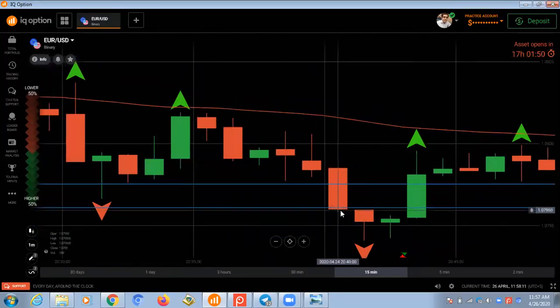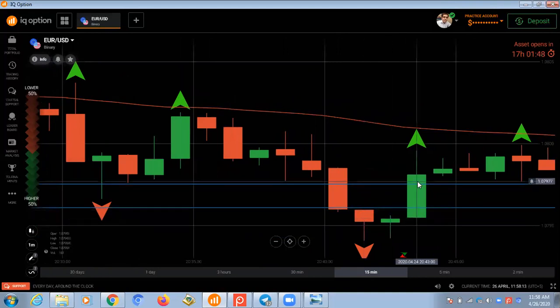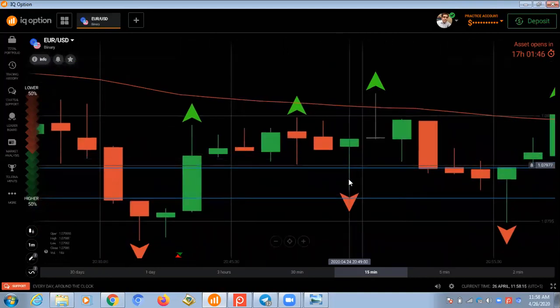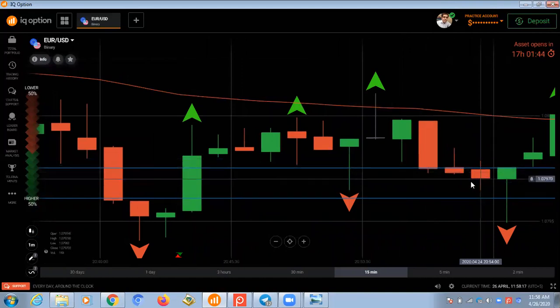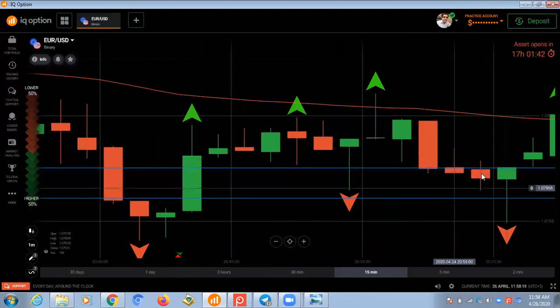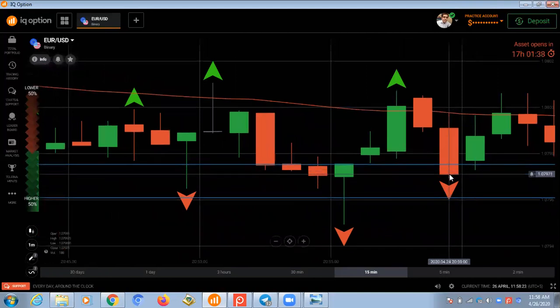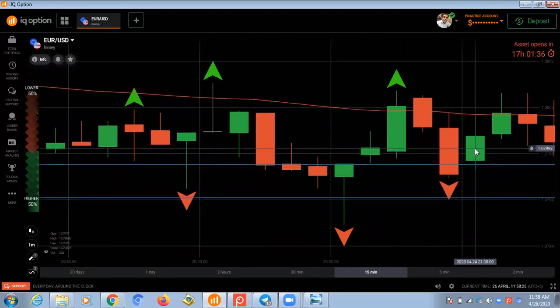When price breaks this level, it goes down. Breaking this level, it goes up. When it reaches this level, look at the price, it is reacting like crazy in this zone. And when price comes to this level, it goes up. So now, do you get the idea of this zone?